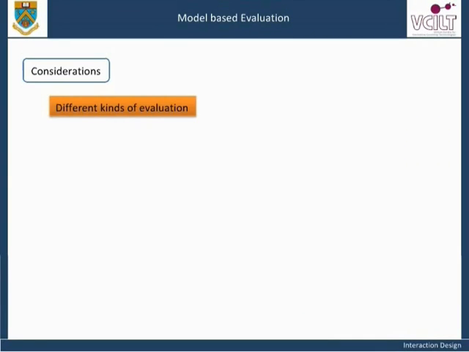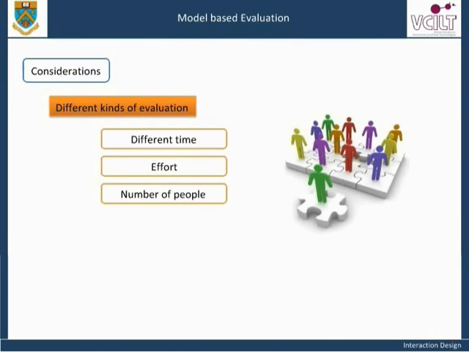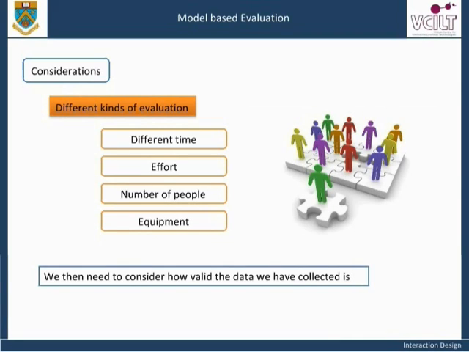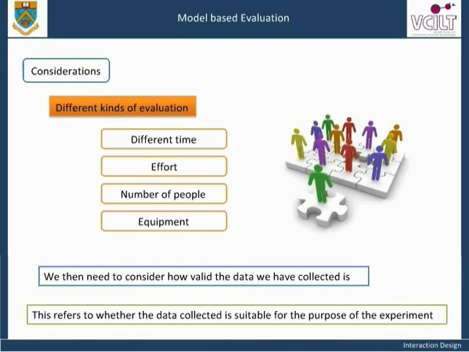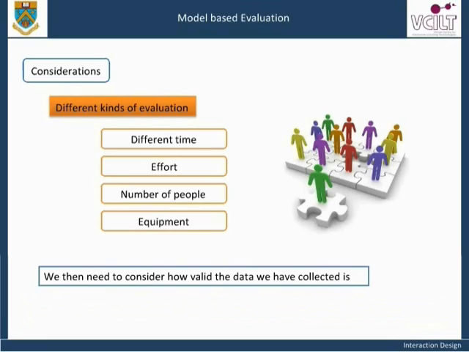Considerations. Different kinds of evaluation require different time, effort, number of people involved, and equipment. It is important to consider whether a certain kind of technique is appropriate for the stage of development. We then need to consider how valid the data we have collected is. This refers to whether the data collected is suitable for the purpose of the experiment. If we were to try to use GOMS to predict the time it would take a novice user to complete tasks using a system, we would get invalid results, as GOMS is designed to predict task completion times for expert users, not novices.